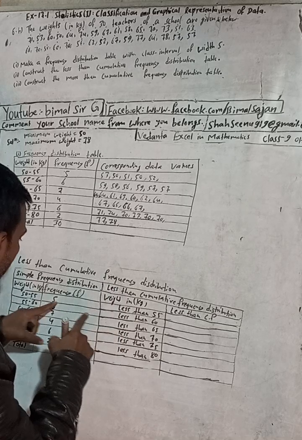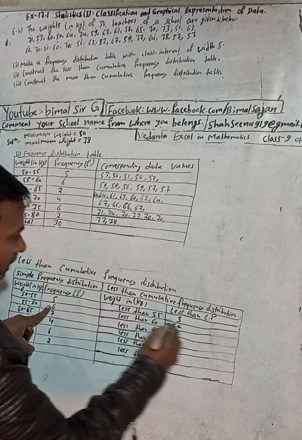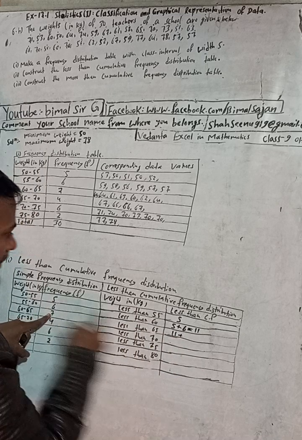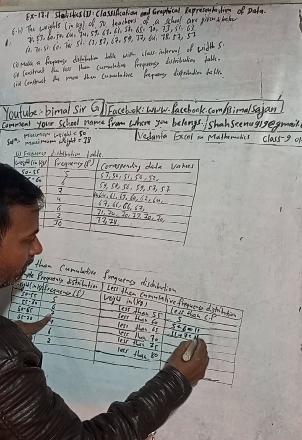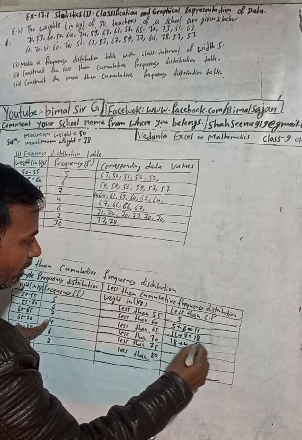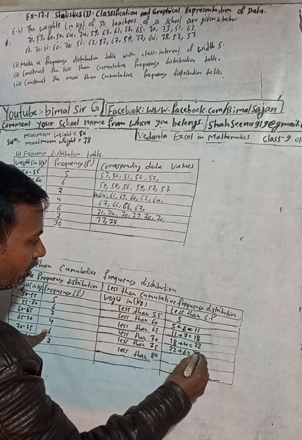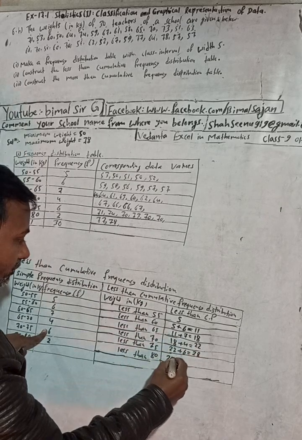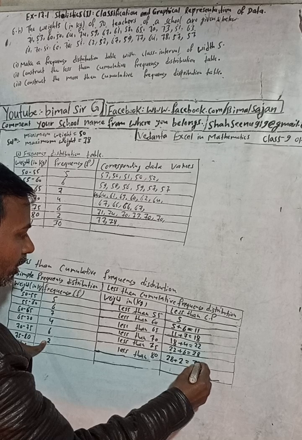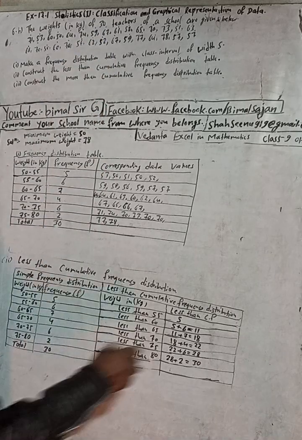For less than CF, we have to write this first frequency, 5. Again this 5 you write here, and add the 6 frequency. How much is there? 6 plus 5 is 11. Now this 11, plus this 7 frequency: 11 plus 7 is 18. Now this 18, plus this 4, is 22. Now write this total 22 here, plus this 6 is 28. This 28 again, plus 2, is 30. So this 30 total we can write here in the frequency. See, total 30 teachers are there, so we got 30.